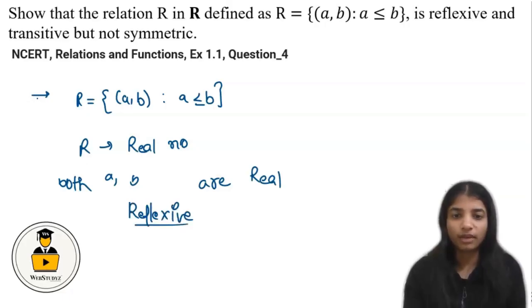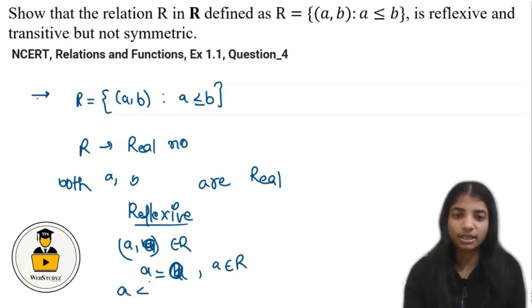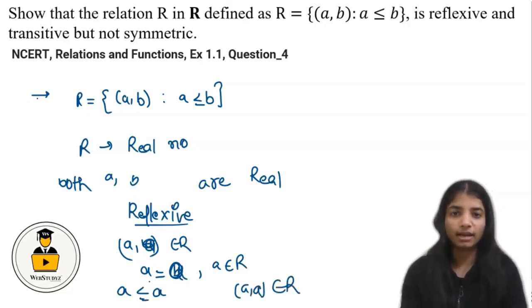So we know that for reflexivity, we need (a, a) to belong to R. We know that a = a and a is a real number. So if a = a, we can say that a ≤ a. So if a ≤ a, we can say that (a, a) belongs to R. If it is so, then we can say that the relation is reflexive. So it is reflexive. Now we are considering the symmetric condition.